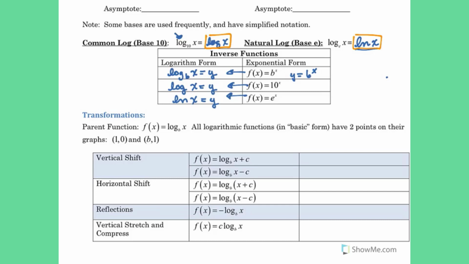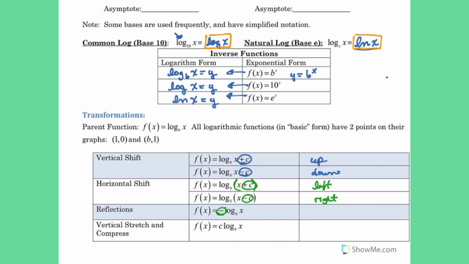Now we're going to take the graphs we saw in the first video and move them around just like we have been with all of our other basic graphs. Remember, if we have a vertical shift, it's going to be plus, so this is going to be up, this is going to be down, and just like all the other ones, if it's inside the parentheses or a grouping symbol, it's the opposite. So this is going to be left. This is going to be to the right.